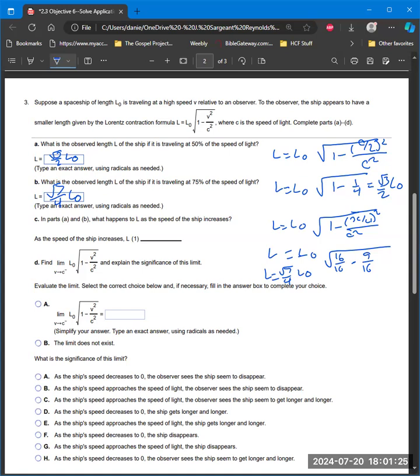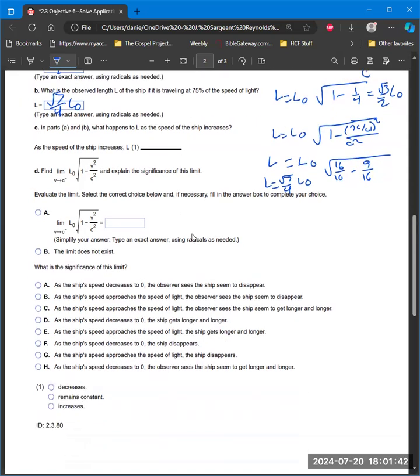In parts A and B, what happens to L as the speed of the ship increases? So we're getting a smaller observed length, so that decreases. Number one, it decreases.